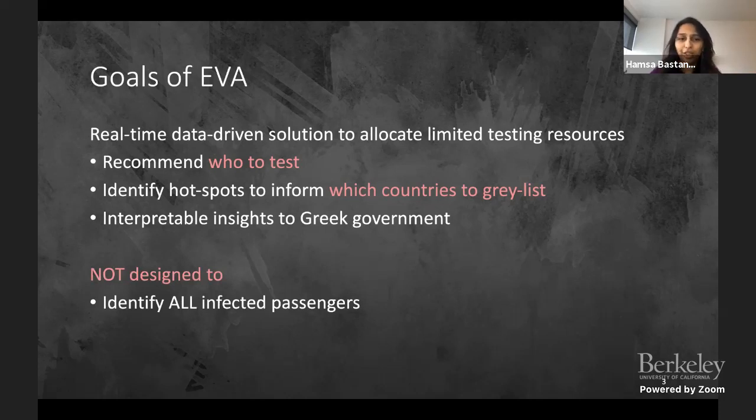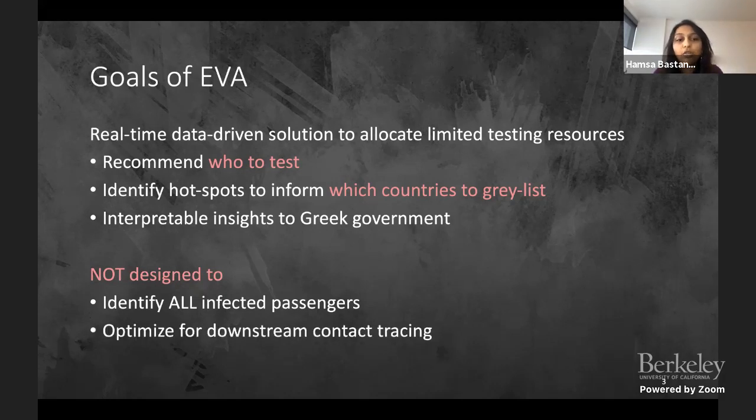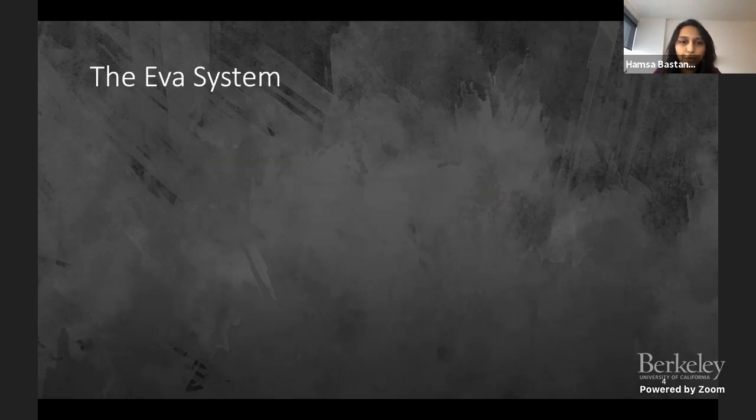What we are not doing is we're definitely not identifying all infected passengers. There's no machine learning algorithm that's going to let you do that. If you want to identify all infected passengers, you just have to test everyone. And we're also not optimizing for downstream contact tracing. Some of the information we're collecting gets passed on to them, but we're not optimizing for that in this decision-making process.